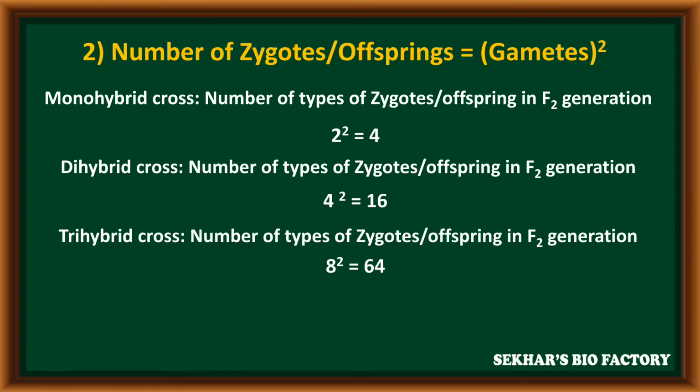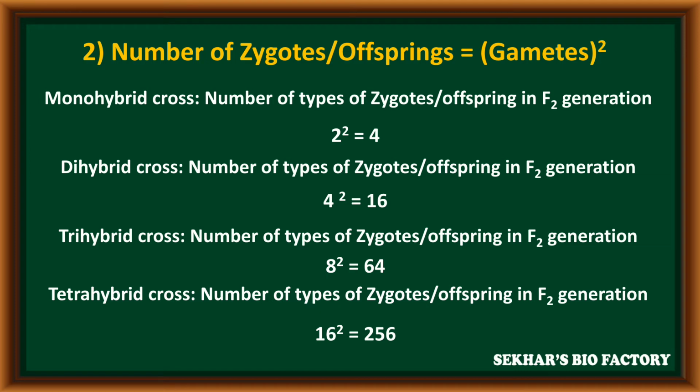Trihybrid cross. In trihybrid cross experiment, F1 hybrid can produce 8 types of gametes. So to calculate the number of zygotes or offsprings in F2 generation, 8 power 2 is equal to 64. 64 offsprings are produced in F2 generation of trihybrid cross experiment.